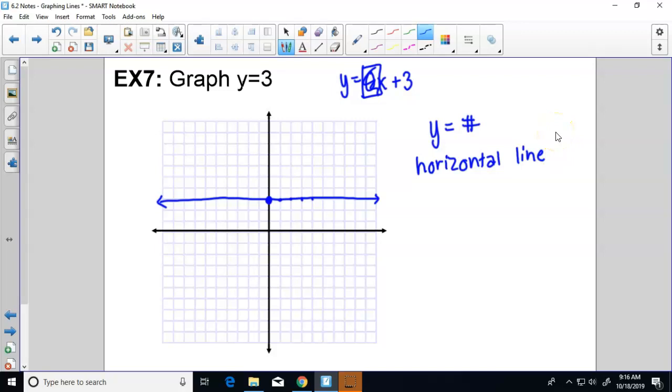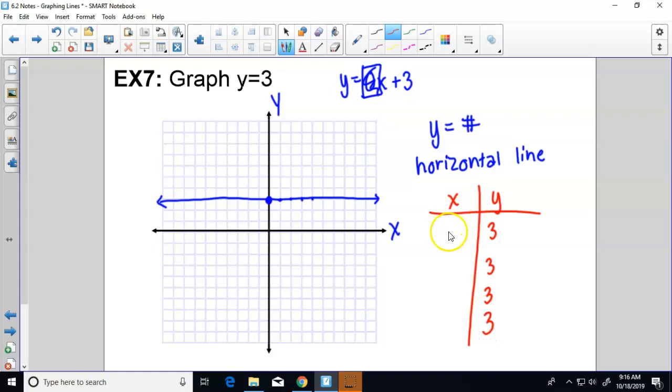Let me tell you why that is, because it seems wrong, right? This is the x-axis, this is the y-axis. The y-axis is vertical. It seems like y equals 3 should be a vertical line. Here's why it's not. Y equals 3 tells me that if I make a table of this, the y-coordinate is always 3, no matter what the x-coordinate is. So it might be -2, 3. So -2, 3, that's right here. So 0, 3 would be right here.